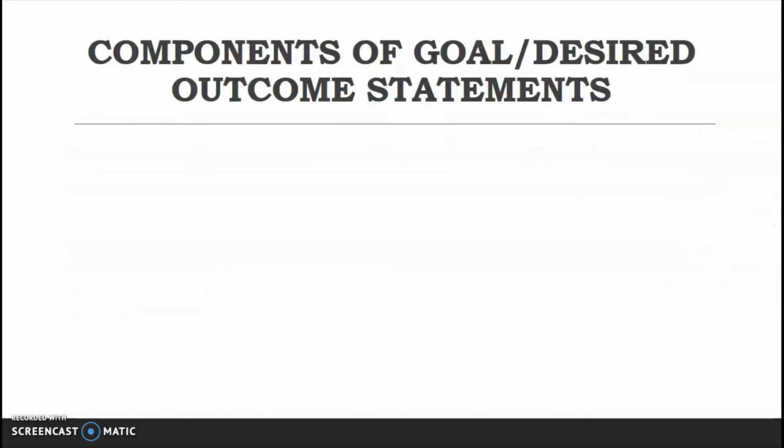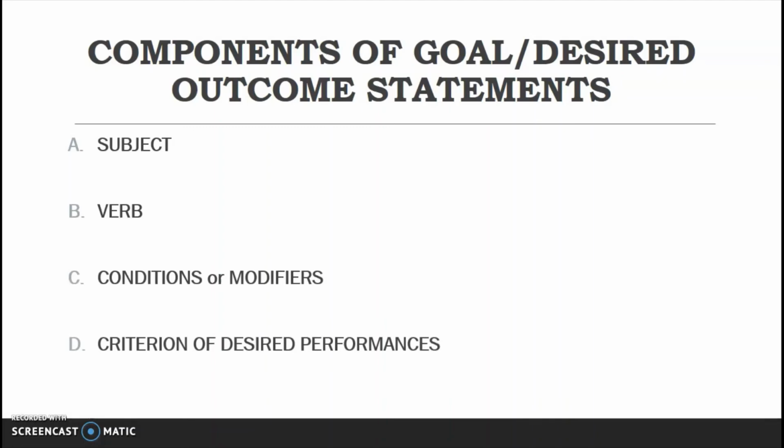Now, the components of goals or desired outcomes are the following. It has to have the subject, the verb, the conditions or modifiers, and the criterion or desired performance.